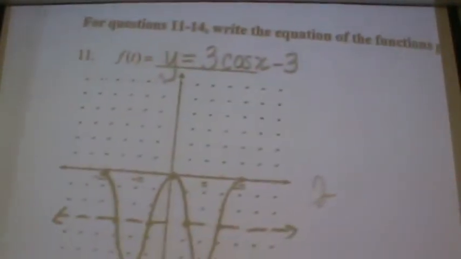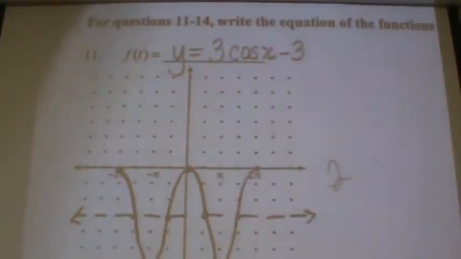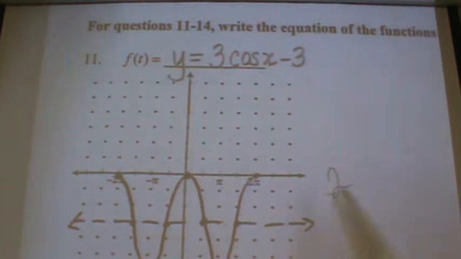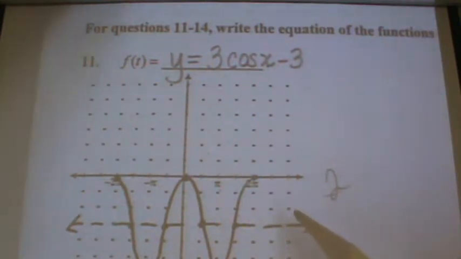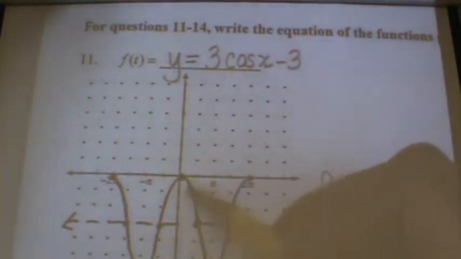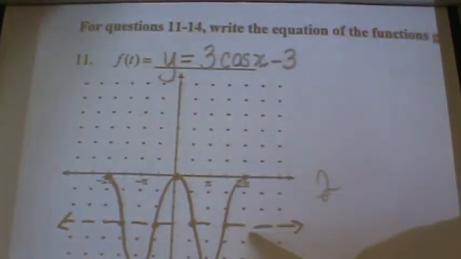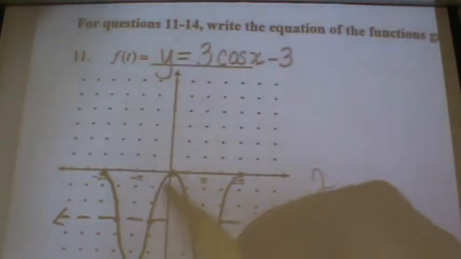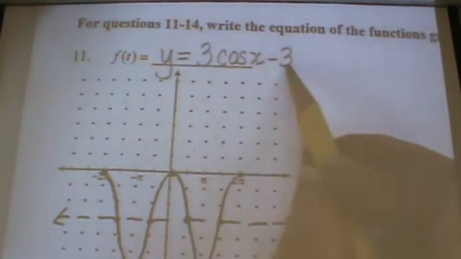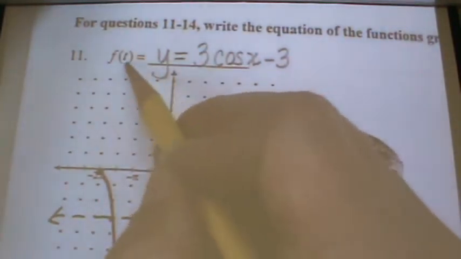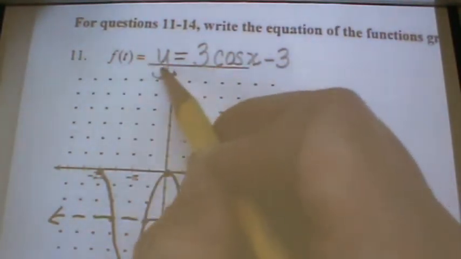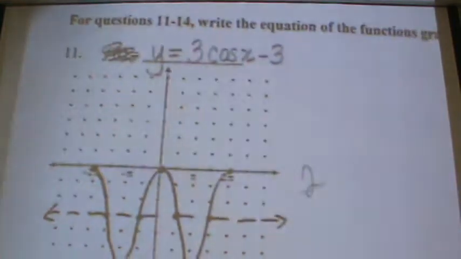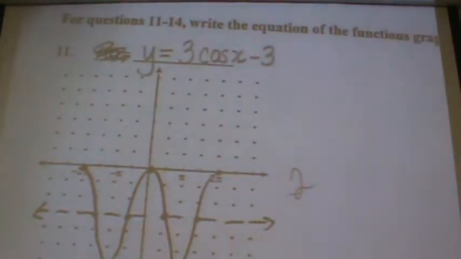Okay, these ones I am asking you to write the equation. You've got to know if it's a sine, cosine, tangent, cotangent, cosecant, secant. And you've got to know not only the amplitude or the steepness, but the shift up or down. So this is a shift 3 down, and since it started high, it's a 3 cosine x minus 3. And I wrote that, and if you didn't write that, that's fine.